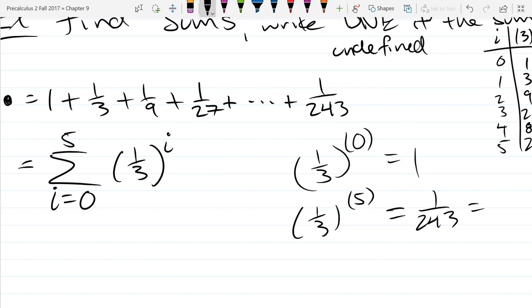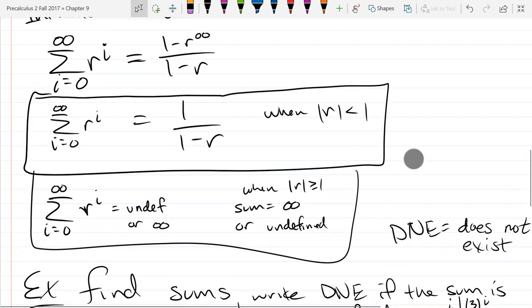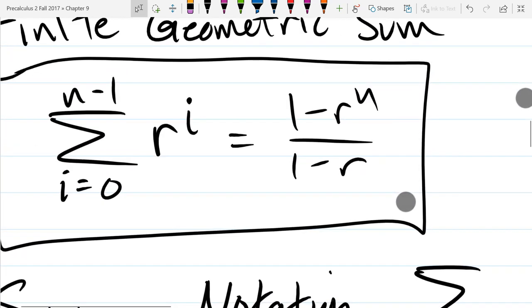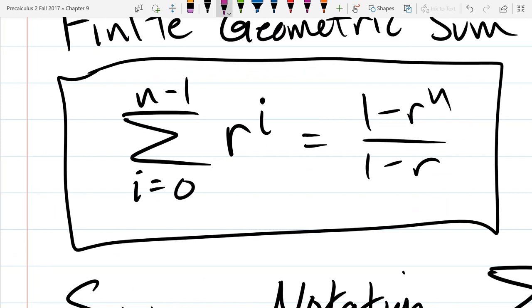Okay, so all we did is rewrite it in sigma notation. So this is really similar to what we did in the last section. And we are ready to apply that formula we have somewhere up here. Not the easy one, but the complicated one right here. You want to be a little careful when you apply this. What we just had, 5 was n minus 1. So we got to be a little bit careful.